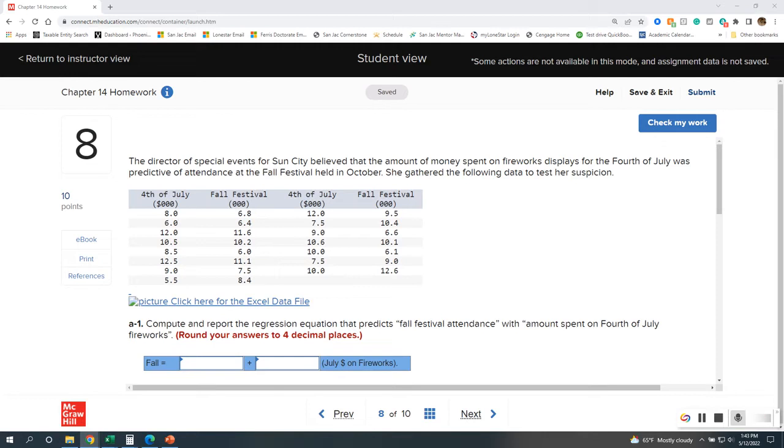Alright. So, the director of special events for Sun City believed that the amount of money spent on fireworks displays for 4th of July was predictive of attendance at the fall festival held in October. She gathered the following data to test her suspicions. So, compute and report the regression equation that predicts fall festival activities with the amount spent on 4th of July fireworks.